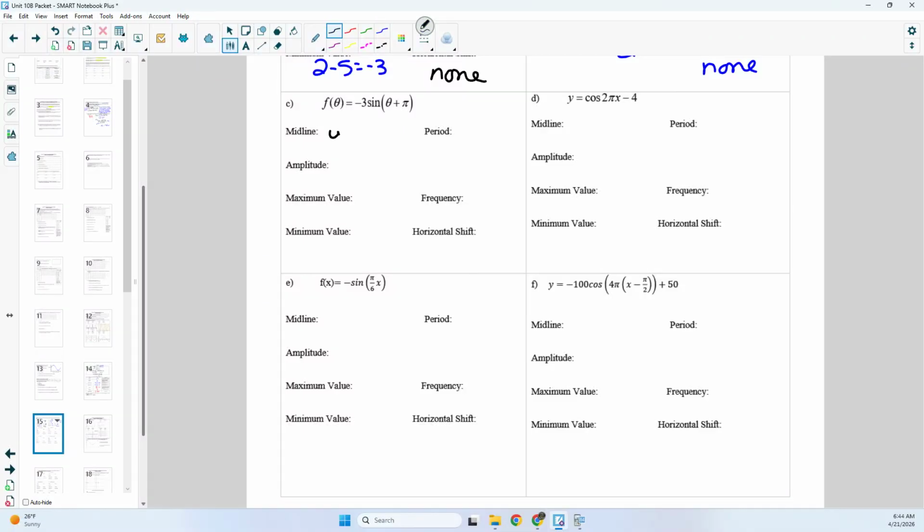So this one, midline, y equals 0, amplitude positive 3, always positive, so max and min. There is nothing in front of this theta, so it's just a 1, so this is the normal period of 2 pi, or 2 pi over 1. This is not the horizontal shift of this. So my frequency is 1 over 2 pi, and my horizontal shift is pi to the left because I have a plus. Next one, I don't have parentheses, so I'm going to put it where it belongs.